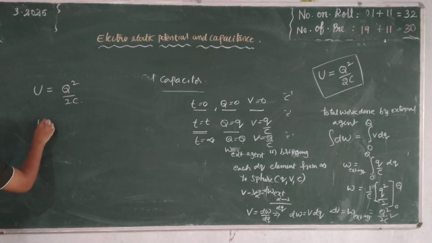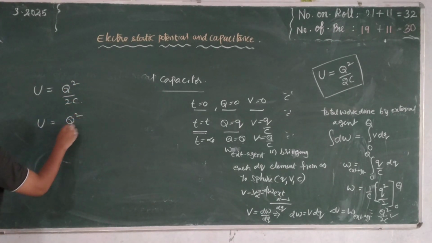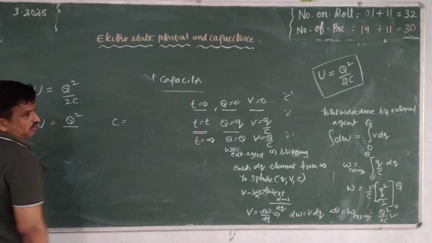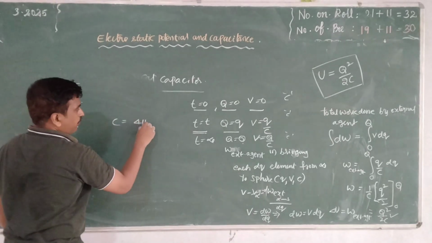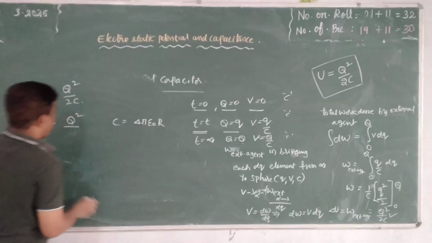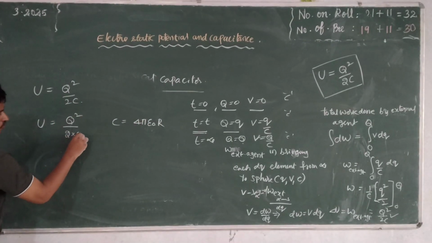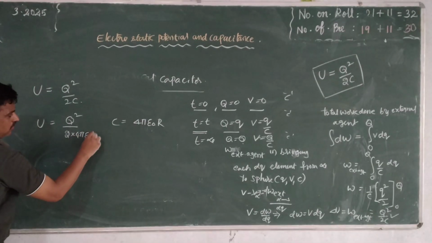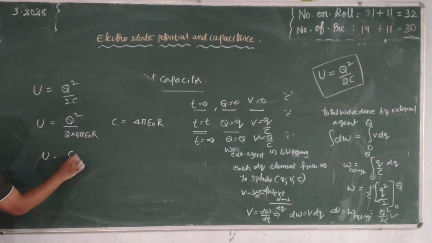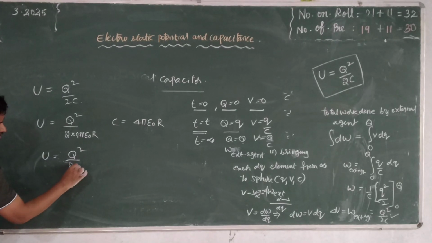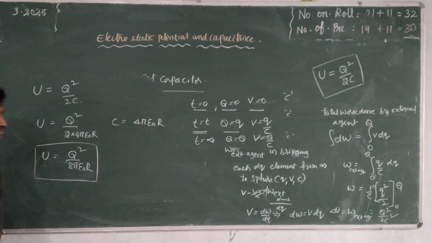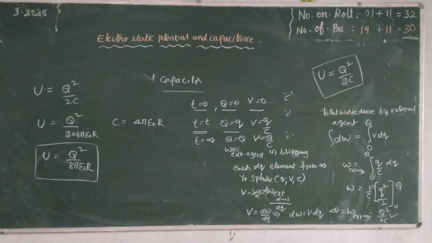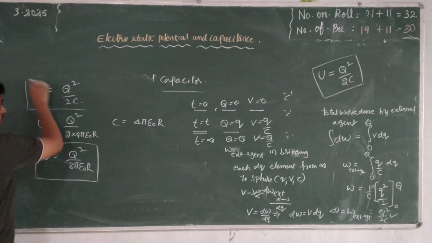In U equals Q square by 2C, we know the formula for the capacitance of a spherical capacitor: 4 pi epsilon naught r. Instead of C we can write 4 pi epsilon naught r, and we get U equals Q square by 8 pi epsilon naught r. This is one more formula for the electrostatic potential energy of a spherical capacitor.